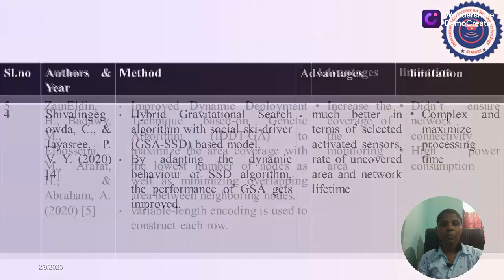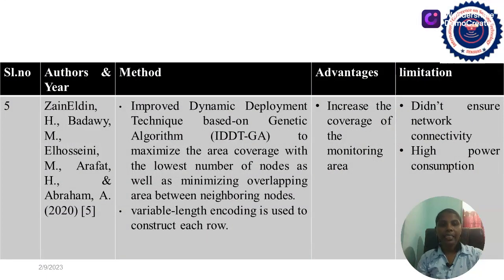And the next one is the IDDT genetic algorithm, IDDT-GA. It's also concentrating on coverage with a lower number of nodes, as well as minimizing the overlapping area between neighboring nodes. Variable length encoding is used to construct each row. The advantage is that it increases the coverage of the monitoring area. The limitation is that it mainly concentrates on coverage but does not ensure connectivity. Power consumption is also high. Power consumption is our main concern, but here it is high.